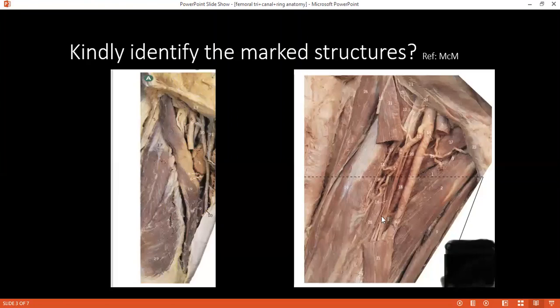21 looks like it might be sartorius. Yes. Can you tell me the attachment of sartorius, please? Proximal attachment might be the iliac, anterior superior iliac spine. What is so important about this sartorius muscle?